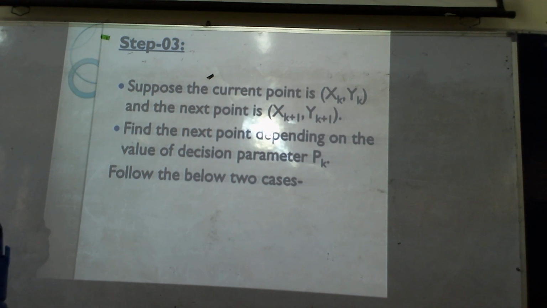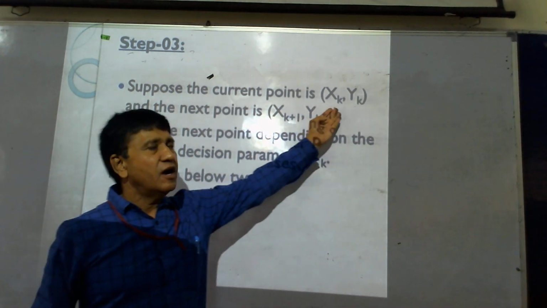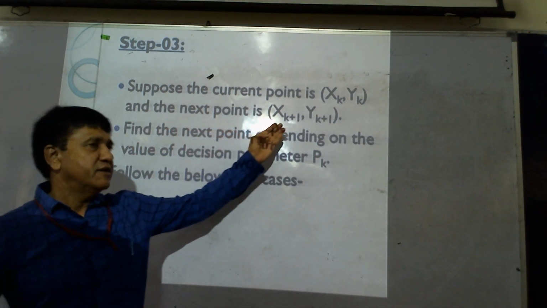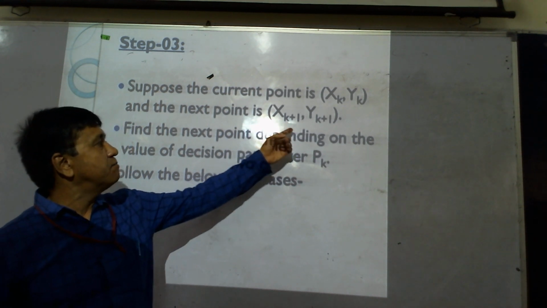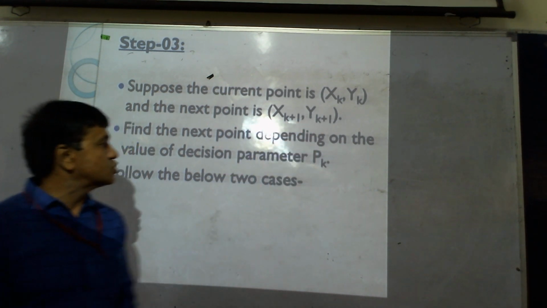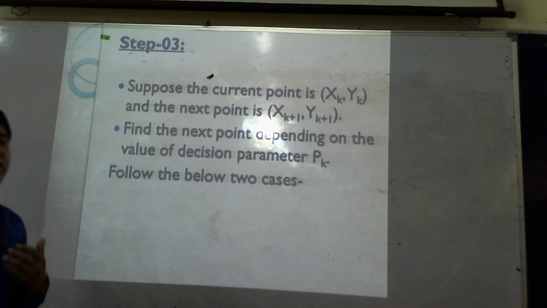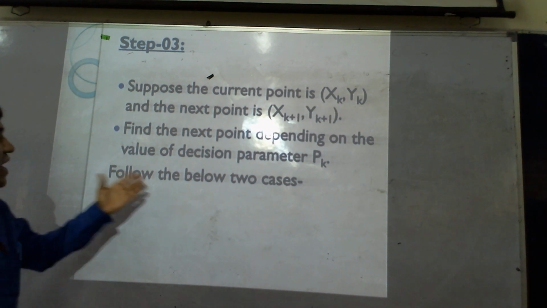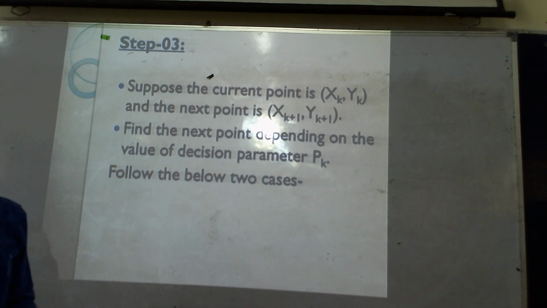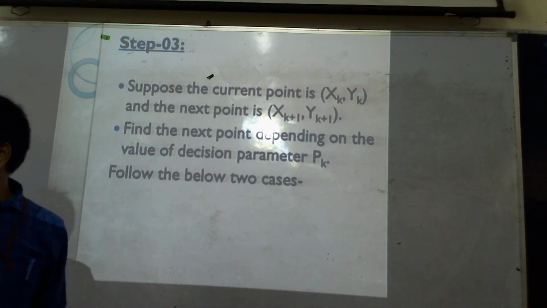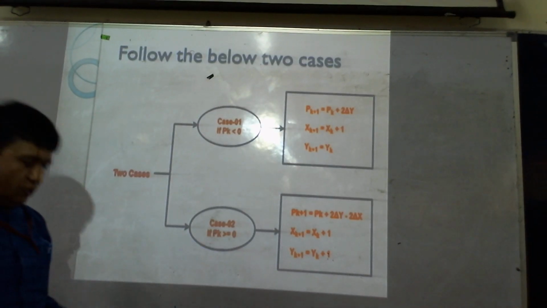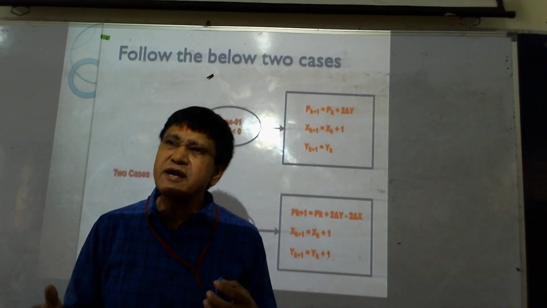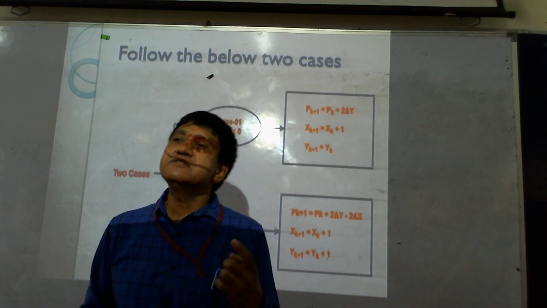Now in step 3, suppose the current point is represented by xk, yk, and the next pixel coordinates are represented by xk plus 1, yk plus 1. Now we have to calculate the next pixel coordinates. So we have to follow the following steps to calculate them. There are two cases to get the next pixel coordinates, and it is based on the value of the decision parameter.